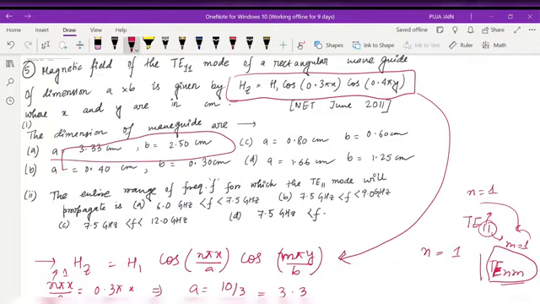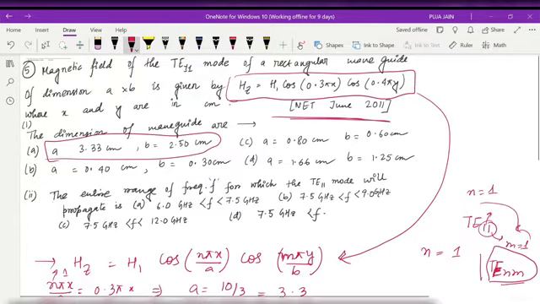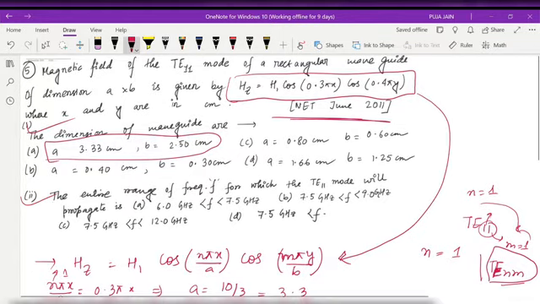So it's so easy. Option A is correct. It was a very easy question. This is a net question with two parts. The first part we have done. Now the second part is the entire range of frequency f.